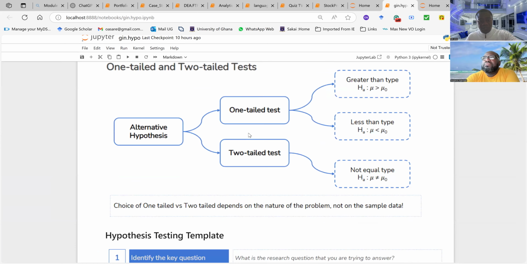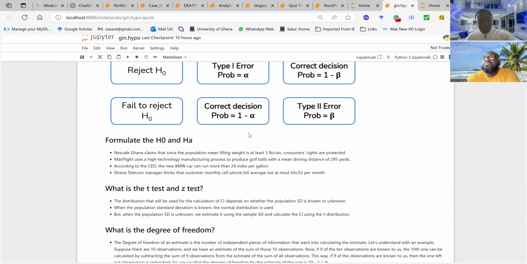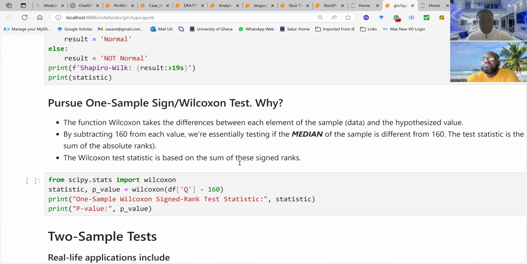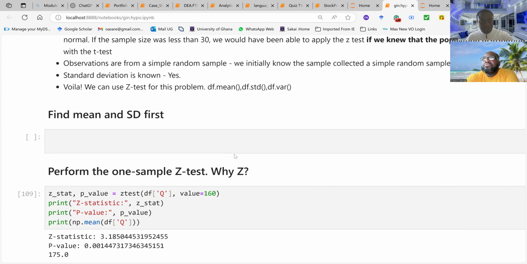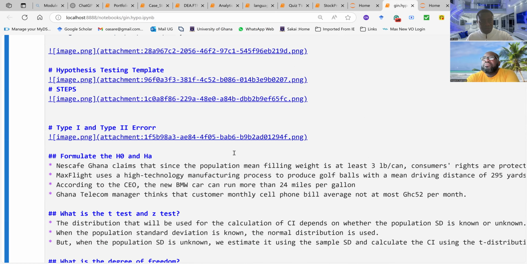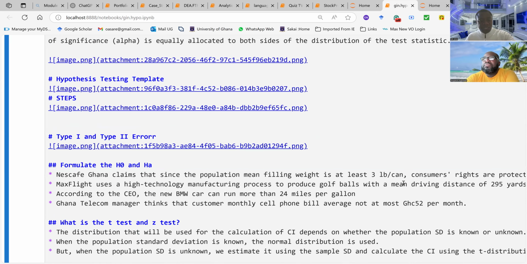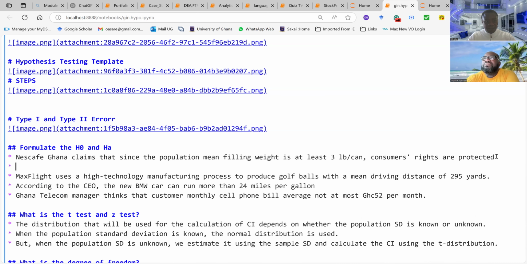So this is where we are. We have to formulate the null and alternative hypothesis here. So there you go. I'm just going to put this here because this is a Python, and just put it here for you to see. So I'm going to formulate the null and the alternative hypothesis here. I'm going to formulate it mathematically.